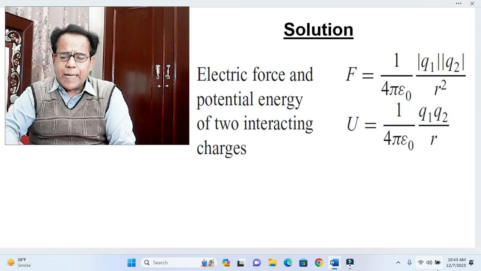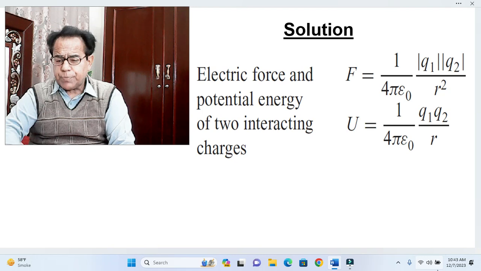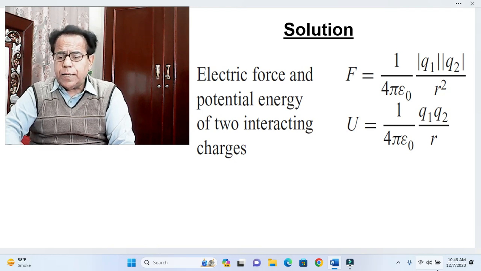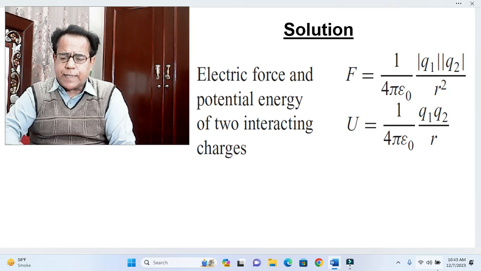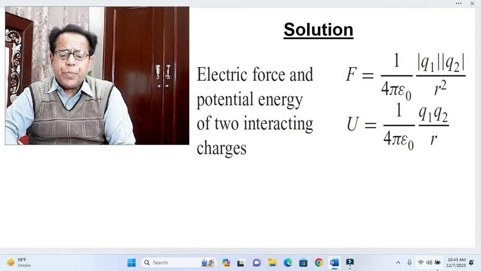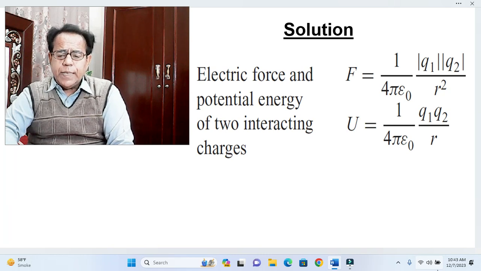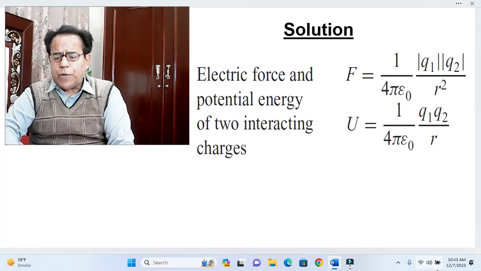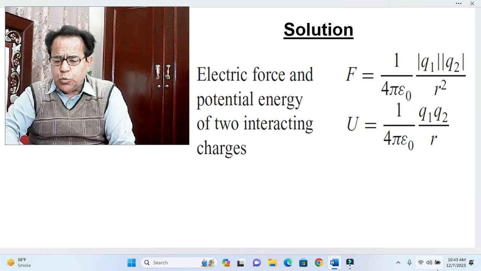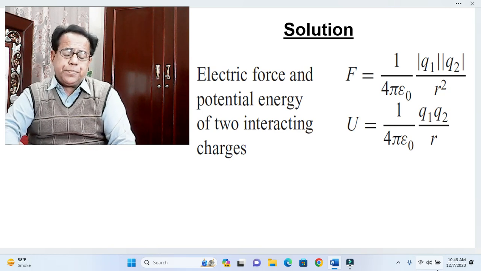Electric force is F equal to 1 over 4 pi epsilon naught times the magnitude of Q1 times the magnitude of Q2, over R square. This is the expression for electric force. Second is the expression for potential energy, denoted by U. U equals 1 over 4 pi epsilon naught times Q1 Q2 over R.